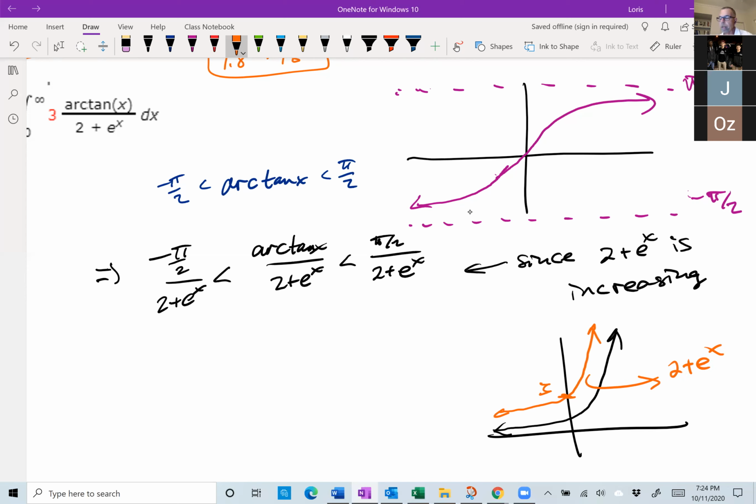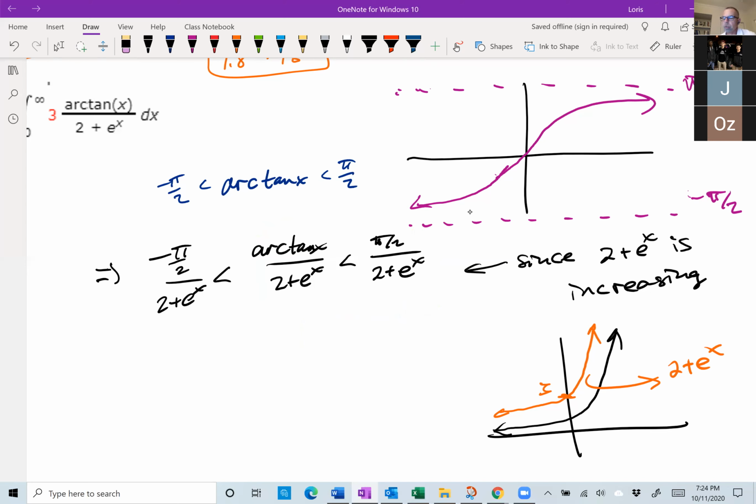All right, so what we have here is a comparison between two functions, this function and this function. So if this one converges, this one will definitely converge. Okay, so let's check it out.